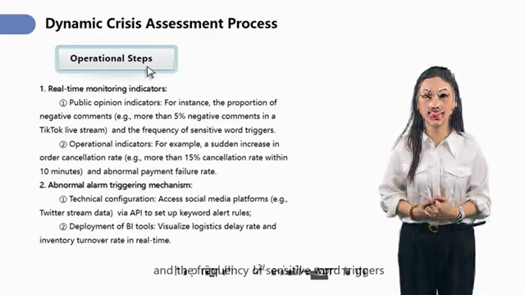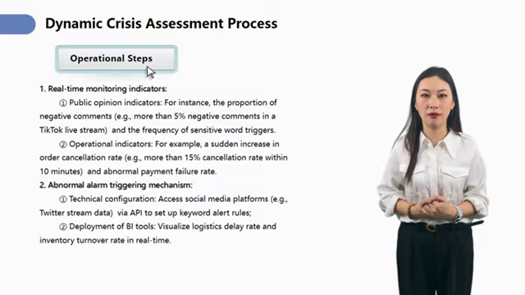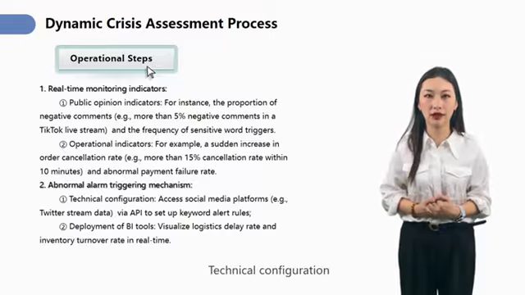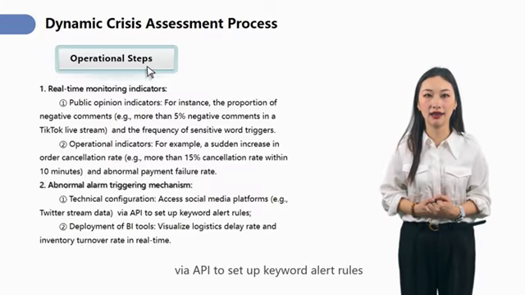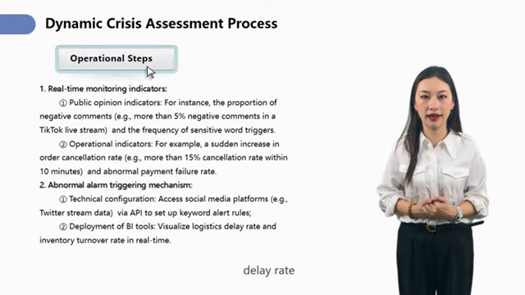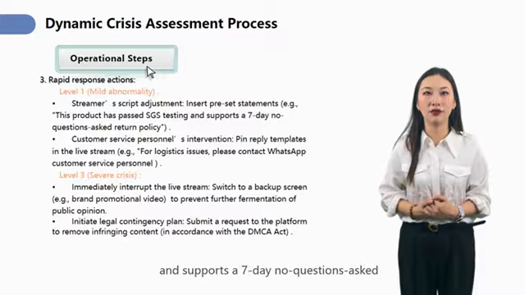2. Abnormal alarm triggering mechanism. Technical configuration. Access social media platforms, for example, Twitter stream data via API to set up keyword alert rules. Deployment of BI tools. Visualize logistics delay rate and inventory turnover rate in real time. 3. Rapid response actions. Level 1, mild abnormality. Streamer's script adjustment. Insert preset statements, for example, this product has passed SGS testing and supports a 7-day no-questions-asked return policy. Customer service personnel's intervention. Pin reply templates in the live stream, for example, for logistics issues, please contact WhatsApp customer service personnel.